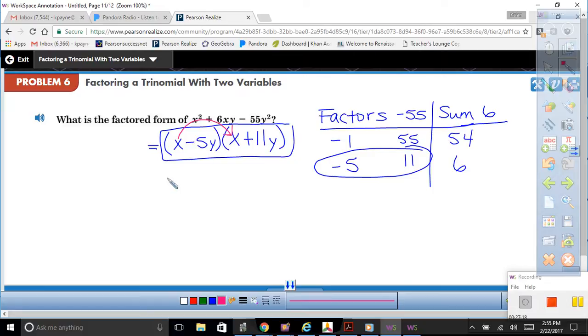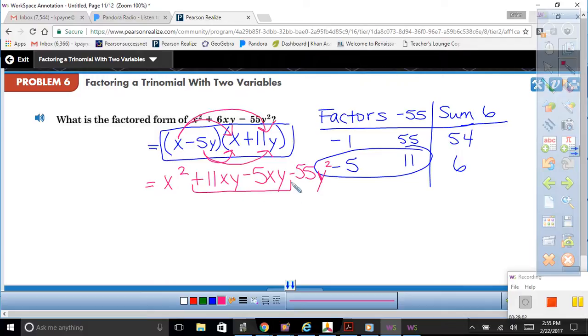X times x gives us that x squared, which is our first term. X times 11y is a positive 11xy. That's all you're doing. Multiplying 11 times x times y, and it's 11 times x times y. We just write it without the times sign. Then negative 5y times x is going to be negative 5x times y, or y times x is xy. And then negative 5y times 11y, a negative times a positive is a negative. 5 times 11 is 55. Y times y is y squared.